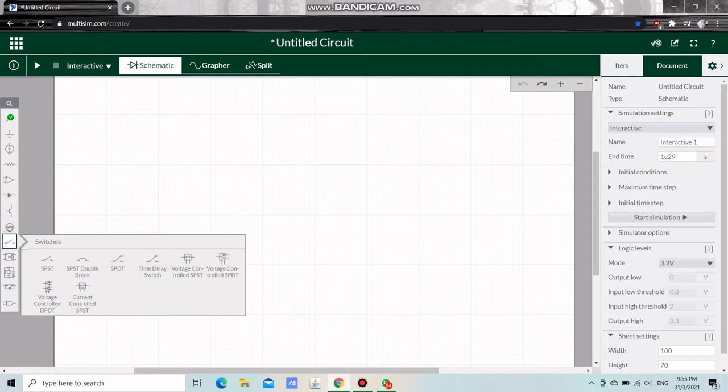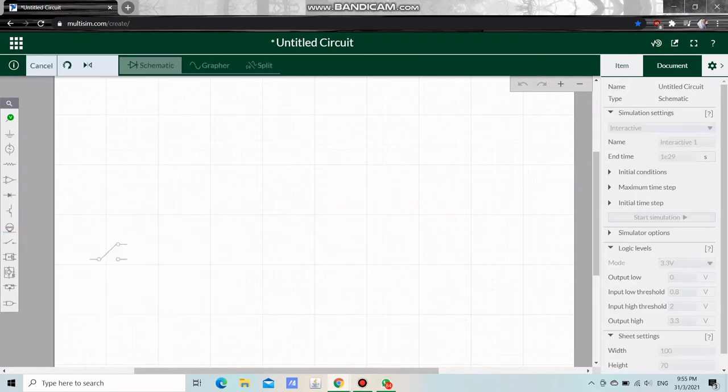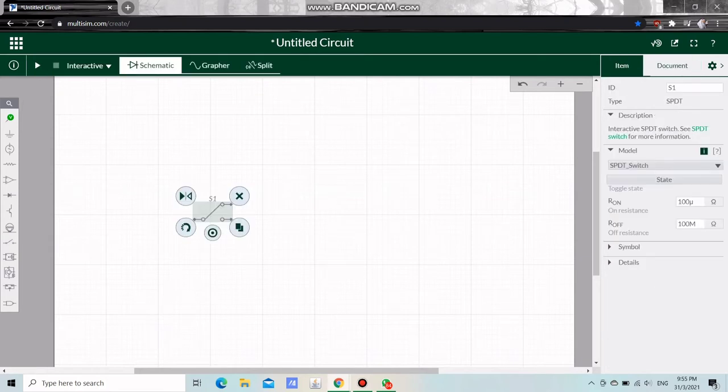First, we need an SPDT switch, which is a single pole double throw switch. This switch has a single input and can connect to and switch between the two outputs.